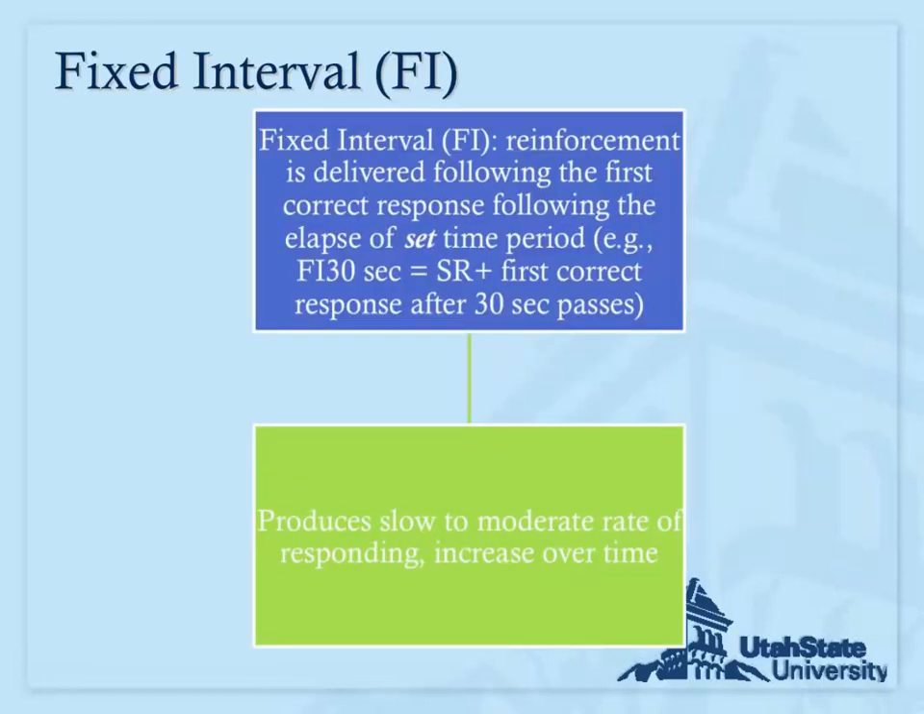In a fixed interval or FI reinforcement schedule, reinforcement is delivered following the first target response at the end of a set time period. So if we are at an FI 30 seconds, then the first correct response after 30 seconds pass is reinforced. That first correct response may occur a couple of seconds or even minutes after the end of the time period, and it doesn't matter. We will not provide reinforcement until we observe that correct behavior.